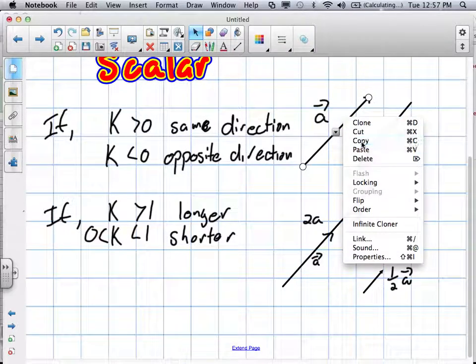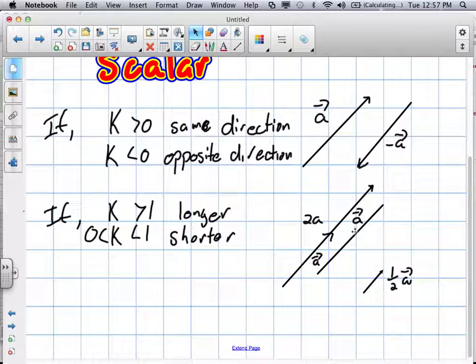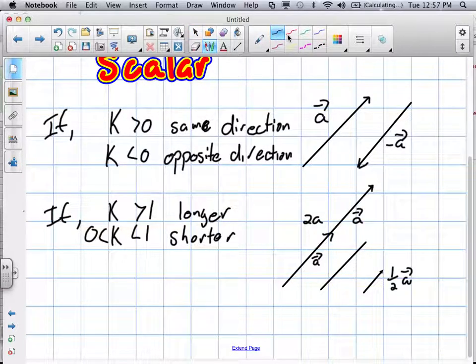We'll copy it here. I'll call that vector A. So that's what we're talking about in reference to. This is vector A, so that's our original vector A. 2A makes the vector twice as long. Half A makes the vector essentially half as long. And then you can change the direction by making k either positive or negative. Positive keeps the same direction and lengthens it or shortens it. Negative does the same thing, lengthens or shortens it, but gives it the opposite direction as before.